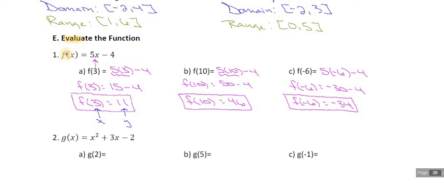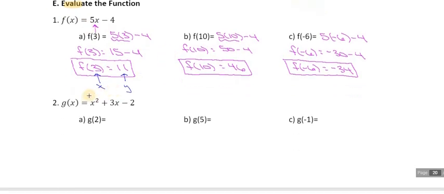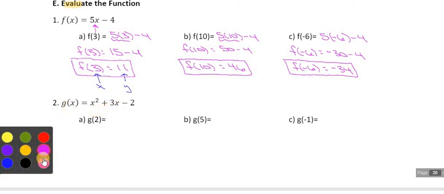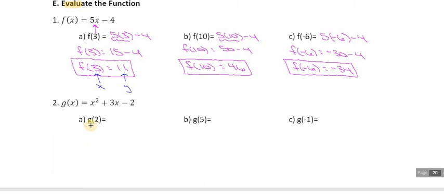Because remember from Algebra 1, f of x is just another fancy way of saying y. Then we have g of x down here, number 2, is equal to x squared plus 3x minus 2. So we're going to do the same exact thing. We want to find g of 2. Take 2, plug it in for x. So that means we're doing 2 squared plus 3 times 2 minus 2.